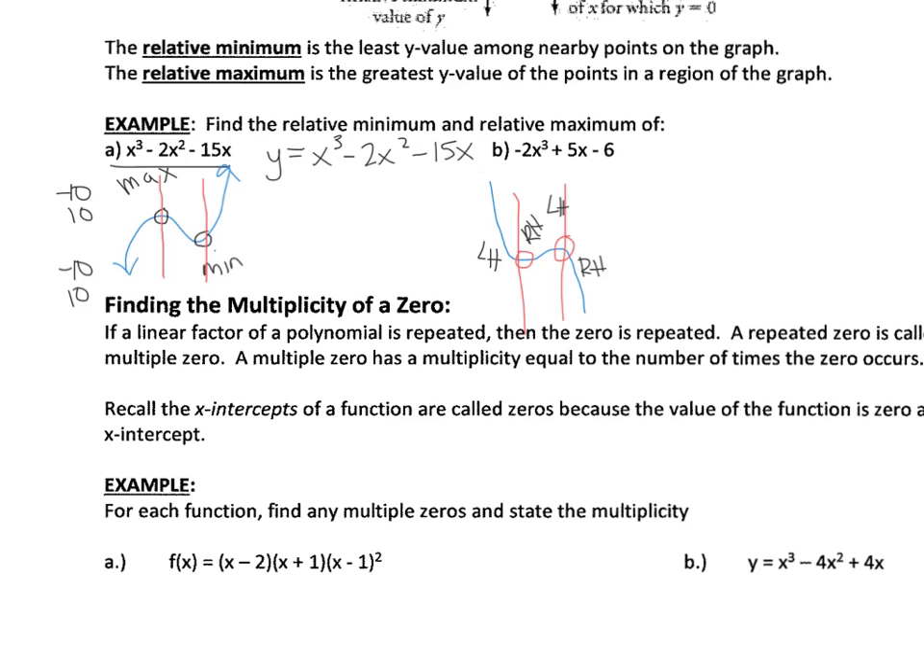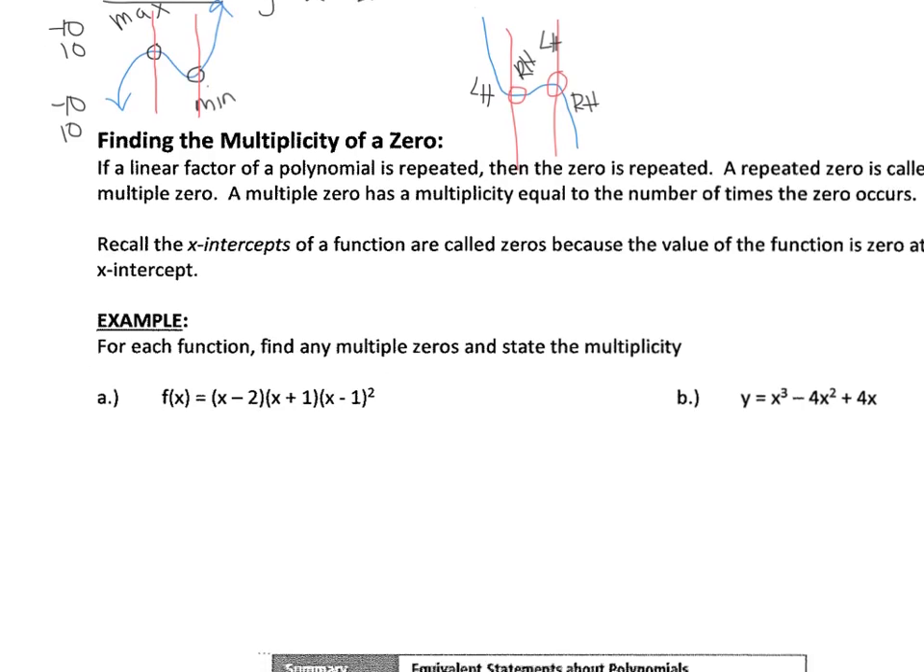So, multiplicity of a zero. If a linear factor of a polynomial is repeated, then the zero is repeated. A repeated zero is called a multiple zero. A multiple zero has multiplicity equal to the number of times the zero occurs.